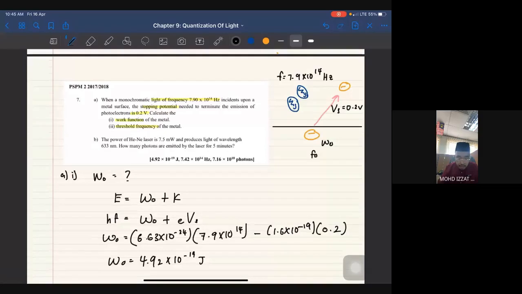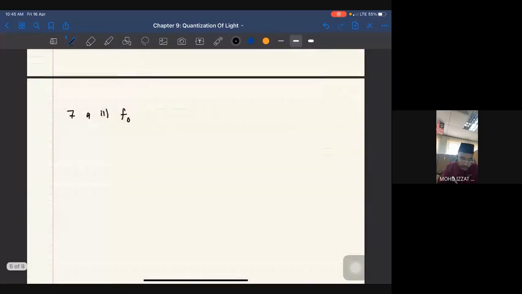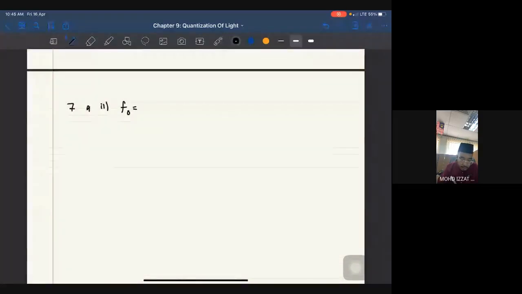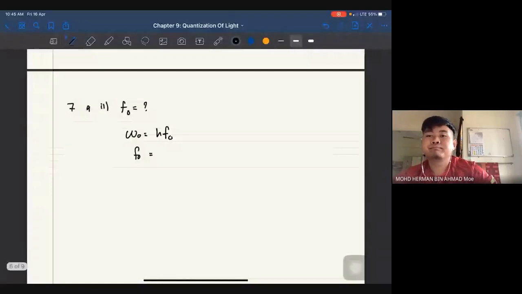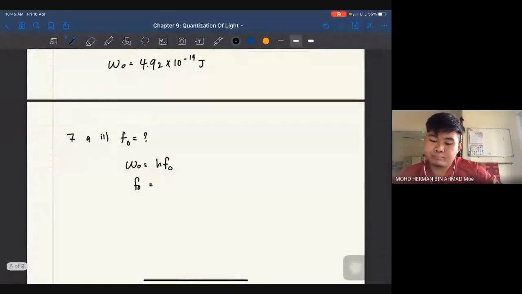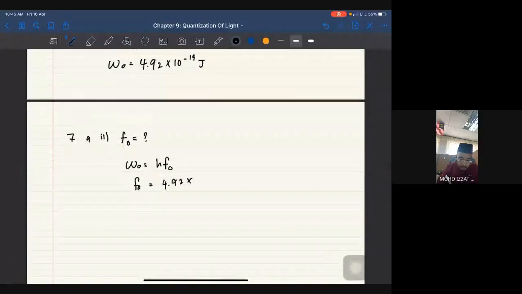And now you already have the W naught. You can relate with that. So you can use W naught equals to h f naught. So it will be, okay, 4.92 times 10 to the power of negative 19. Again, make sure you write in SI unit because you have h over there.